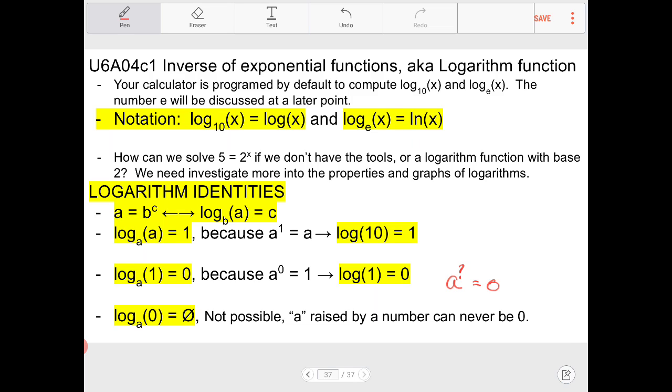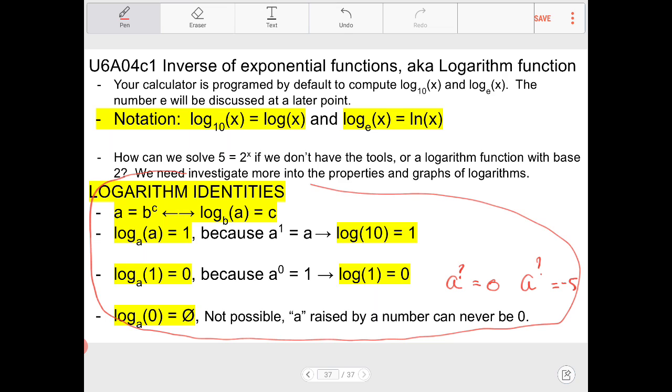It will never happen. And as a matter of fact, the log of a negative number cannot happen, because can you think of a number where a raised to something equals something that's less than 0, let's say something like -5? This is, again, not possible. In the next video, I will be applying these identities in exercises.